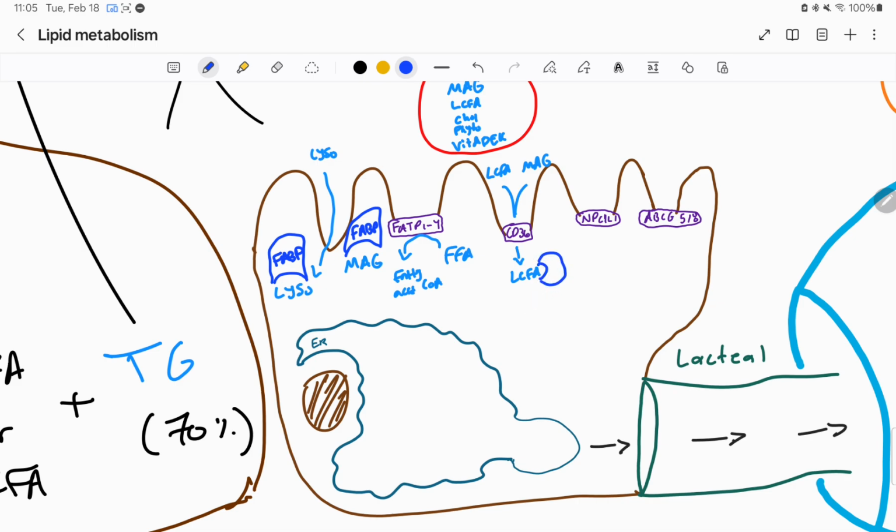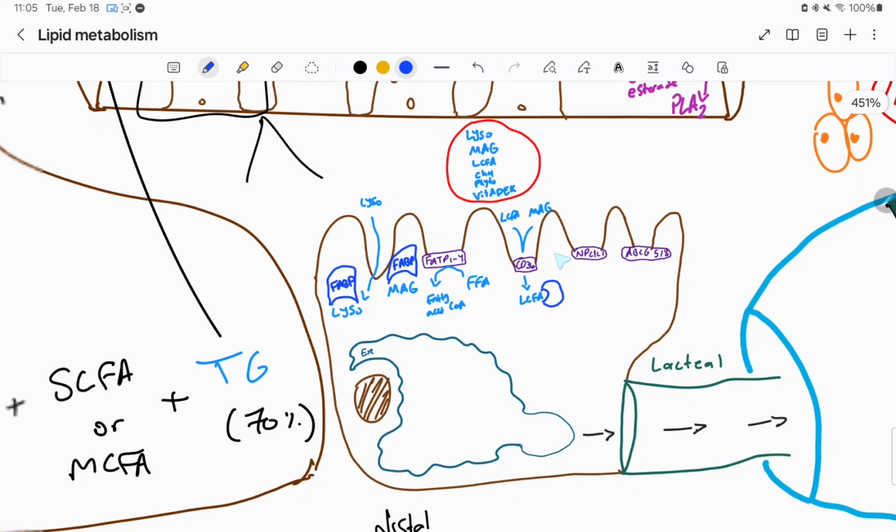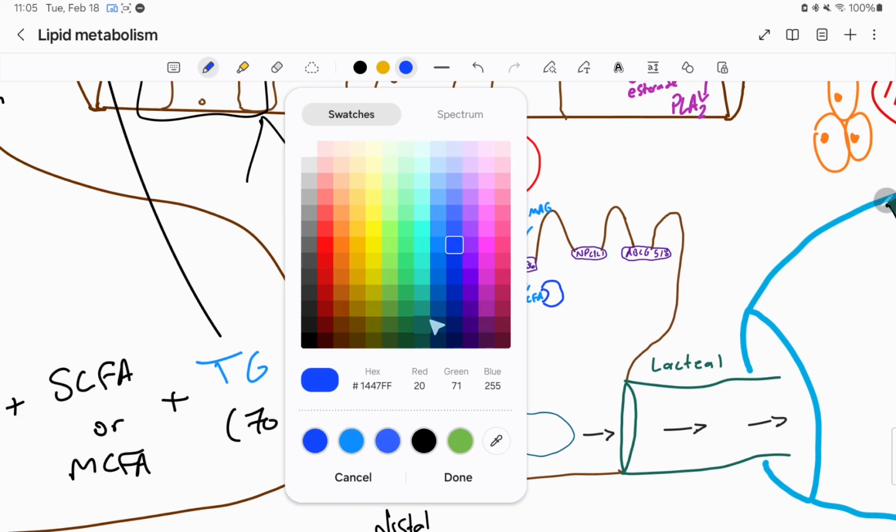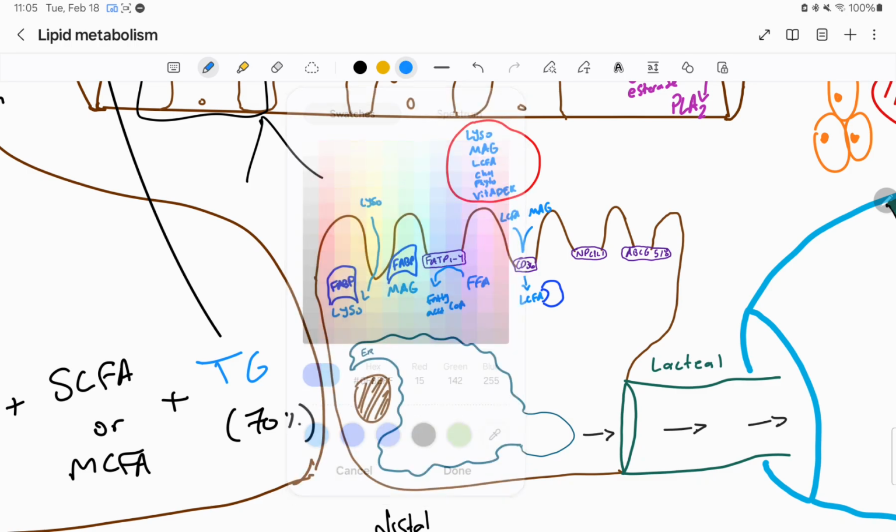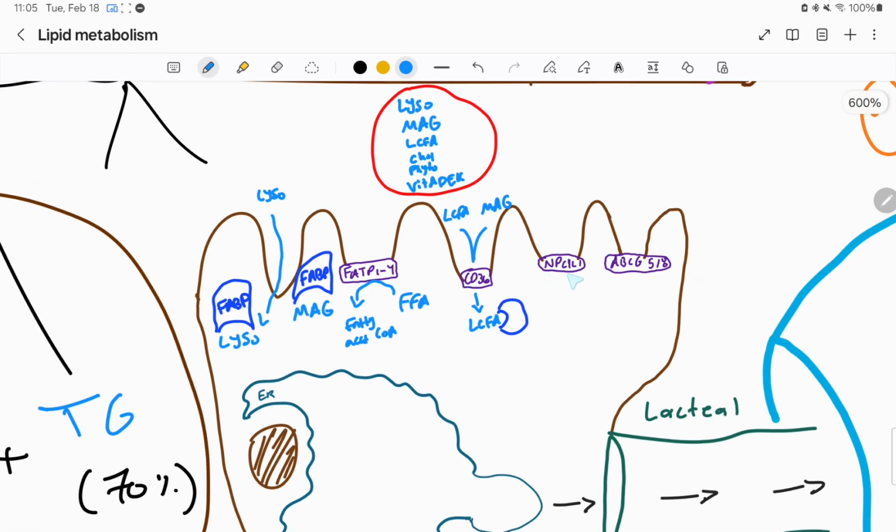And same thing with the long-chain fatty acid. Now, what about that cholesterol? The cholesterol and the phytosterols use the exact same transporter, and that transporter is called Niemann-Pick C1-Like 1, or you can also just write it as NPC1L1. This one is going to take your cholesterol, and it's going to take your phytosterol.